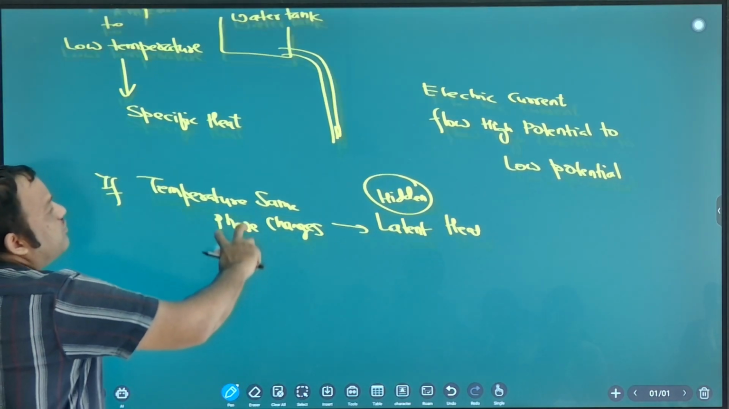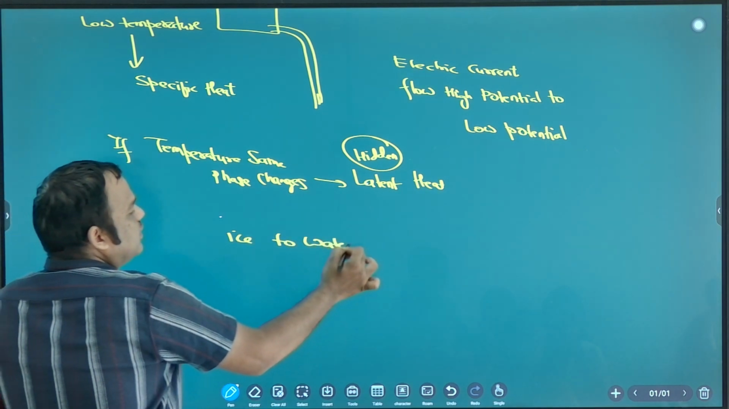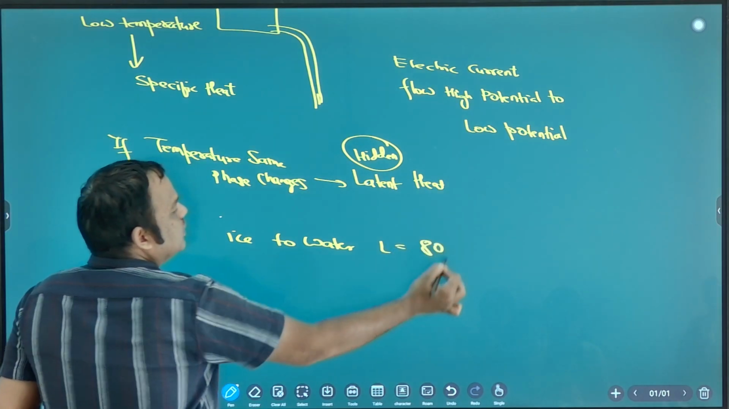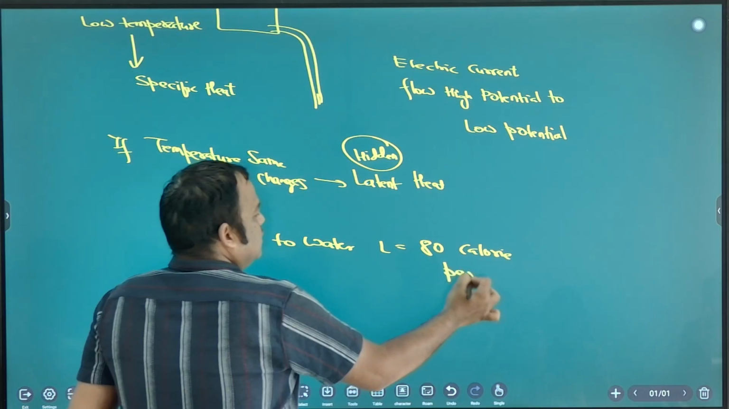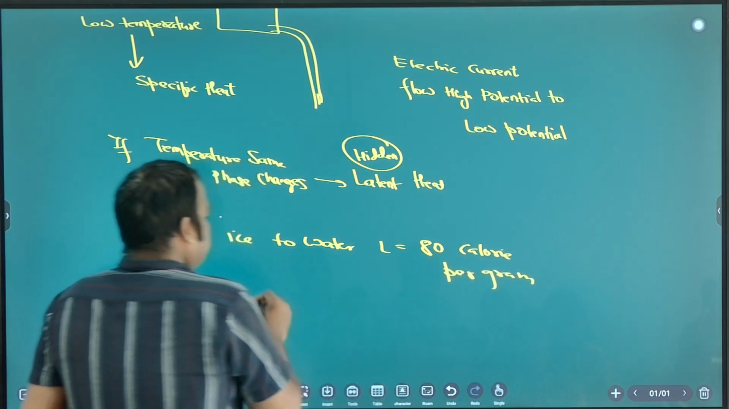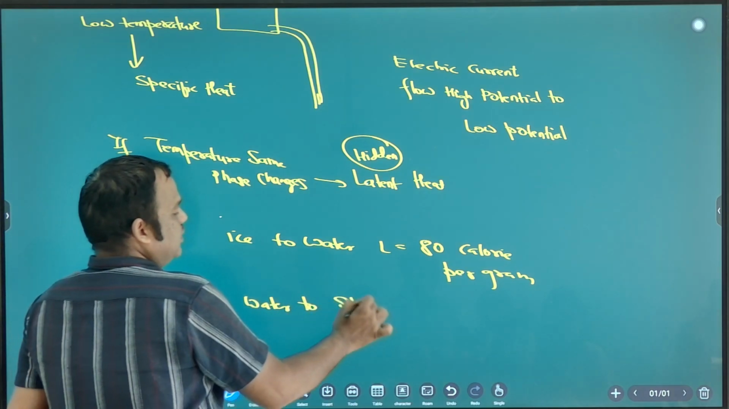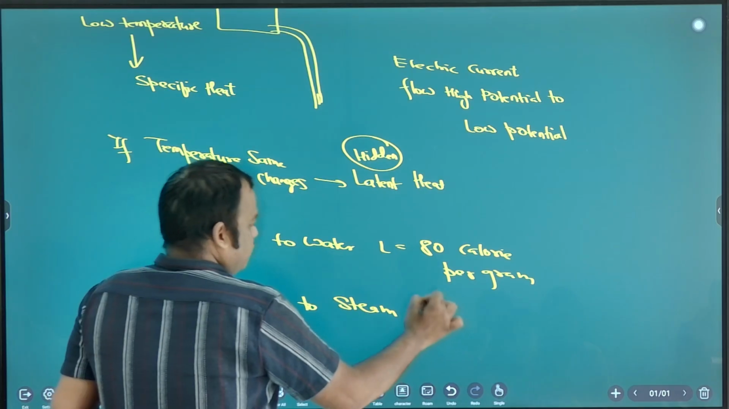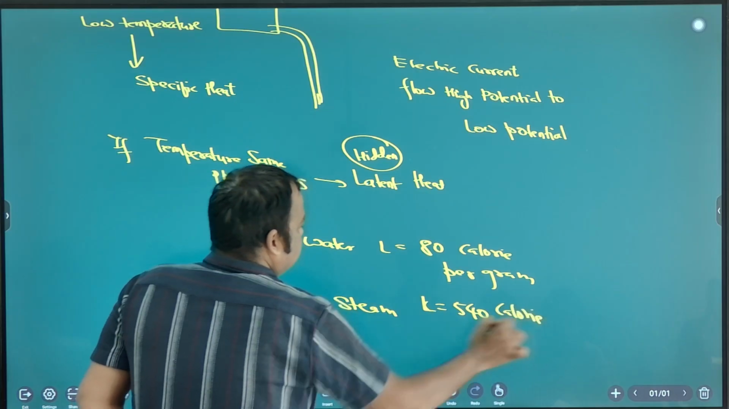So what is the value for ice to water? Ice to water latent heat is 80 calorie per gram. And similarly, water to steam is 540 calorie per gram.